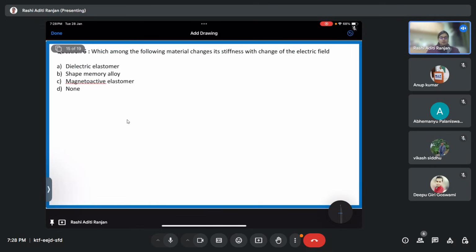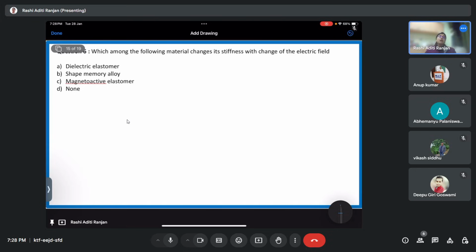So coming on to question number 6, which among the following materials changes its stiffness? As I was saying, as we go further in the research field, we have been working on soft materials. Soft materials are important because they have a wide variety of applications, and give us a wide variety of advantages compared to rigid materials.